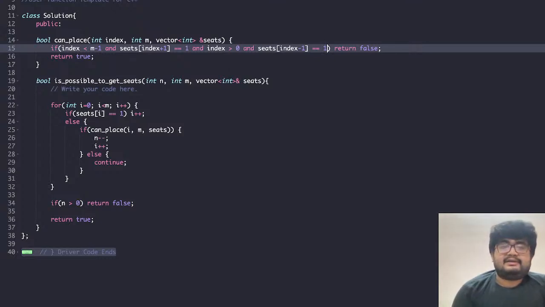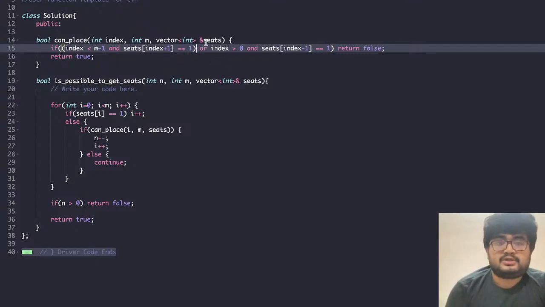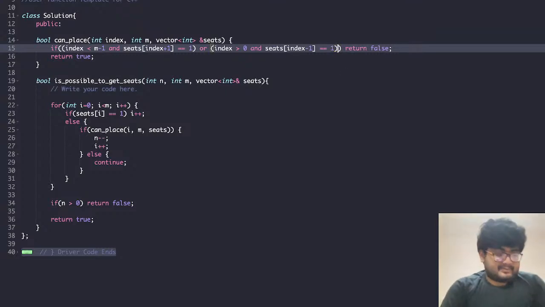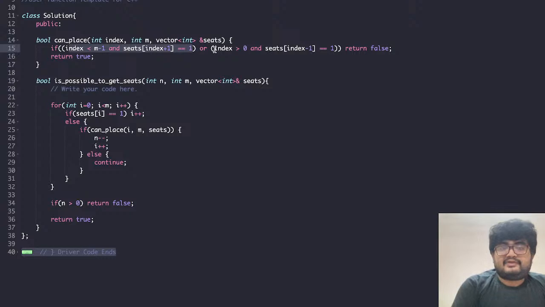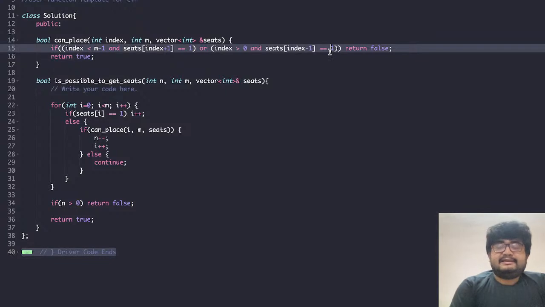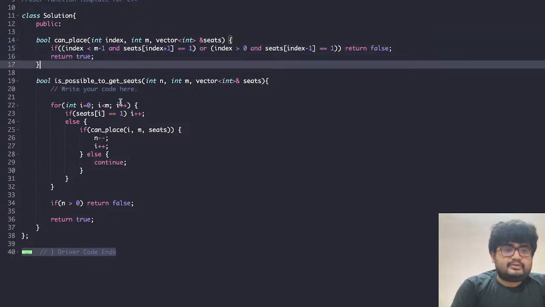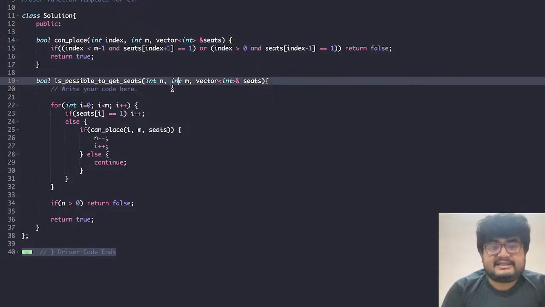So if any one of these conditions is true, that is the next seat is booked or the previous seat is booked, in that case it should return false. So if the previous seat is booked or if the next seat is booked, sorry, this is the previous seat and this is the next seat that is booked, in that case it should return false, otherwise it should return true.